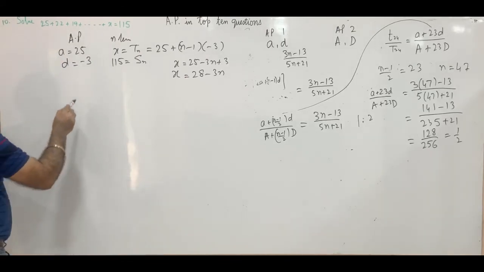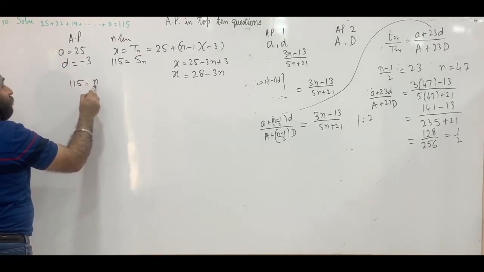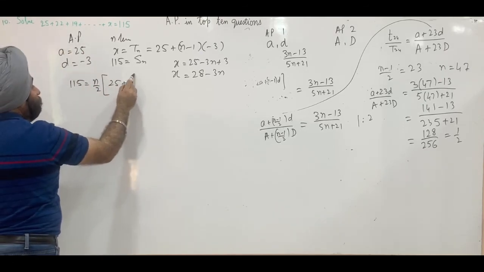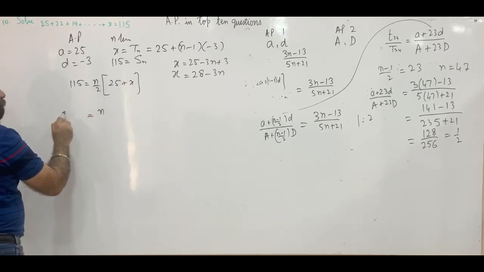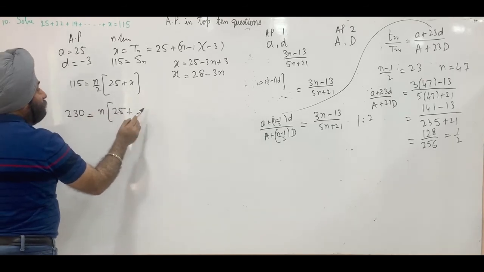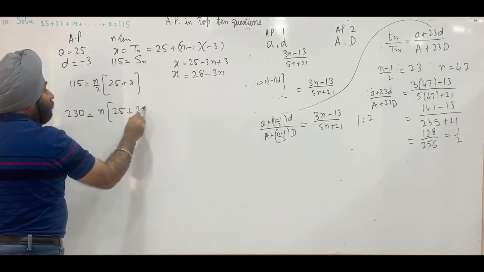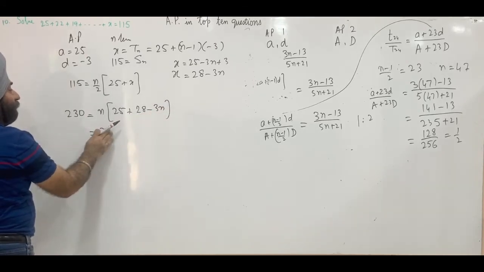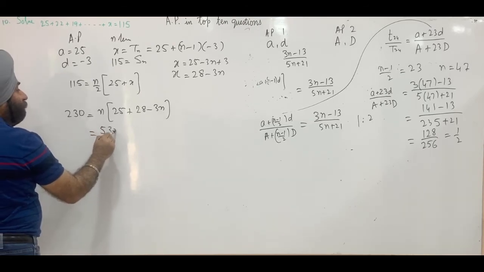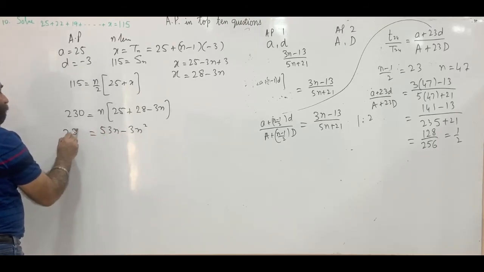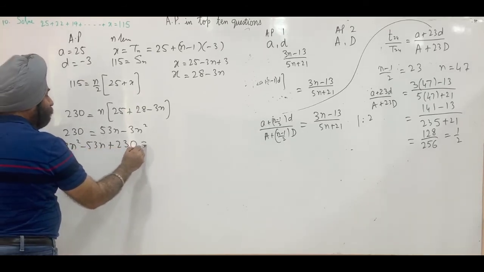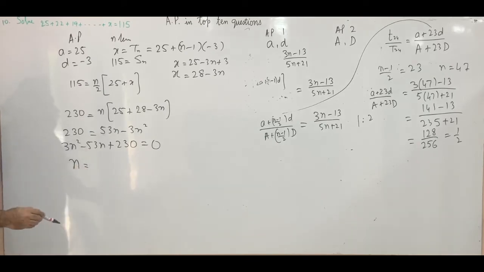And the sum of n terms is 115, which is equal to n by 2 into (first term plus last term), 25 plus x. So 2 into 115 is 230, equal to n into (25 plus x). We substitute the value of x here, 28 minus 3n. This is 25 plus 28 is 53, minus 3n, so 3n square minus 53n plus 230 is equal to 0, and we will use the quadratic formula.